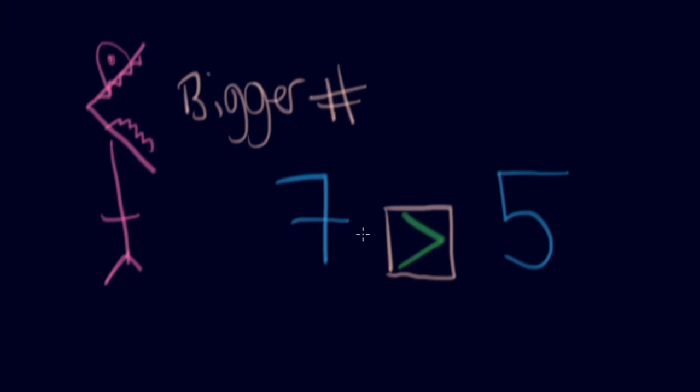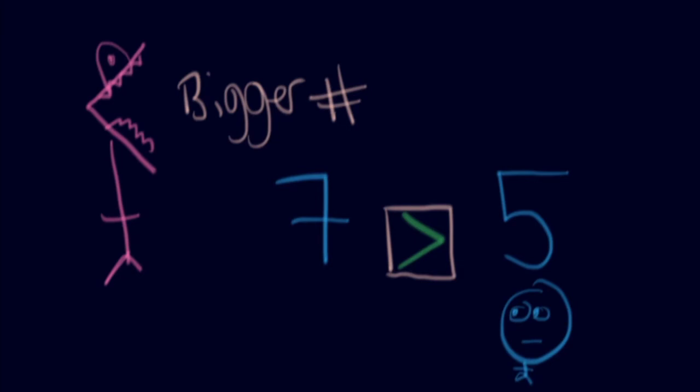You would read this as 7 is greater than 5. 7 is being eaten by 5. 7 is greater than 5. If you look at the opposite, though, if you read it from the 5's point of view, so if you're the 5 and you're looking at that symbol, you would say 5 is less than 7. So it really does depend on which way you're looking at it from.